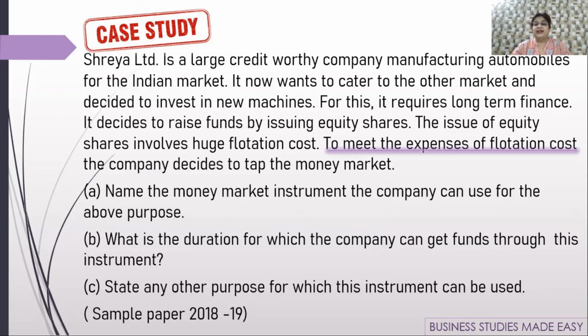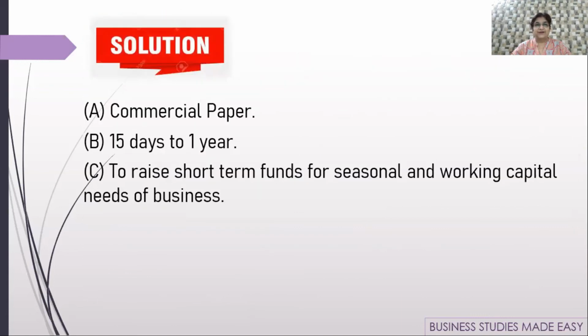To meet the expense of flotation cost, that is commercial paper. Commercial paper is specially issued to meet the expenses of flotation cost. So the answer is commercial paper and the duration of the commercial paper is 15 days to 1 year. And it can also be used for seasonal and working capital needs of the business. So I hope you've got it correct.